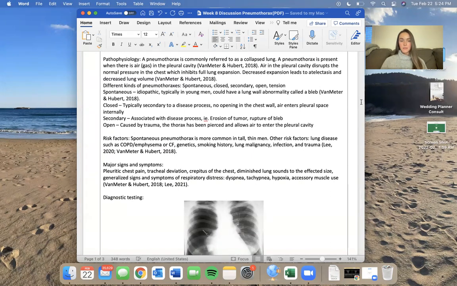And then lastly, this is most commonly seen, is an open pneumothorax, which is caused by trauma. The thorax has been pierced and allows air to enter the pleural cavity externally. This could also be a complication from a surgery.